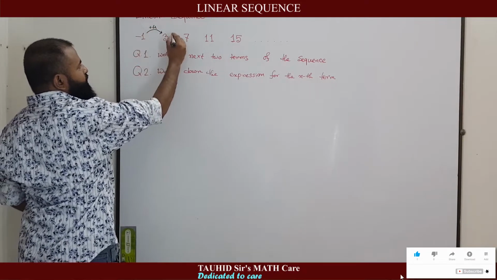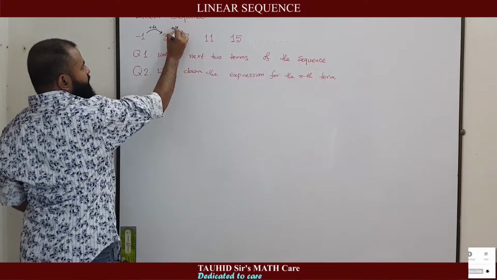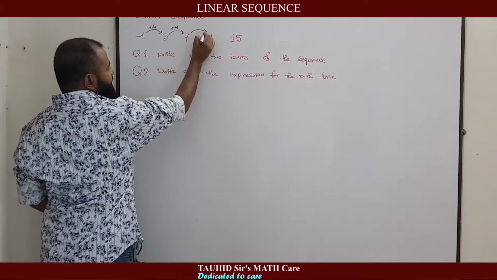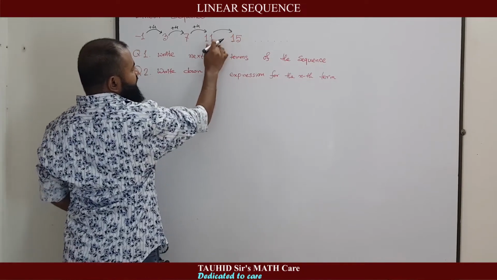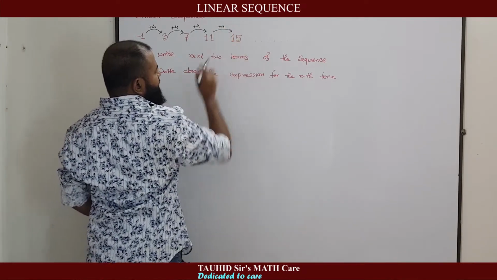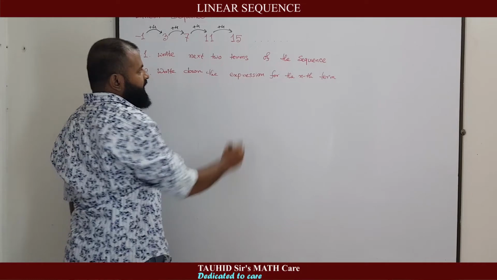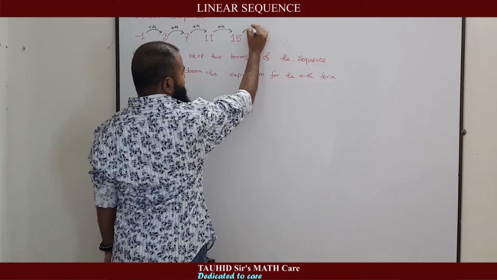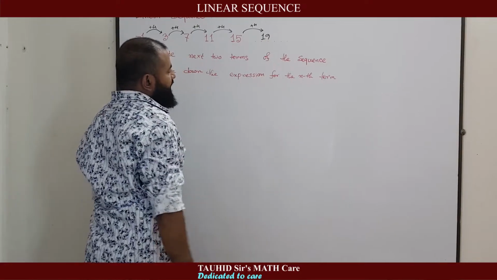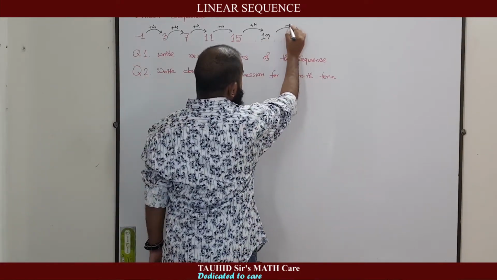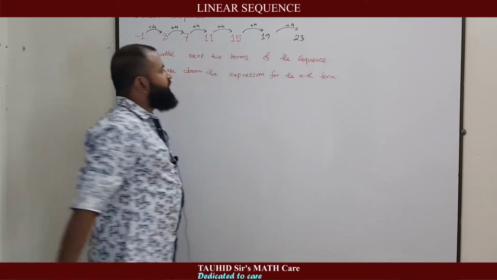-1 plus 4 equals 3. 3 increases by 4 and becomes 7. 7 increases by 4 and becomes 11. 11 increases by 4 and becomes 15. So the next term will be 4 greater than 15. So 15 plus 4 is 19, and the next one will be 19 plus 4 equals 23.